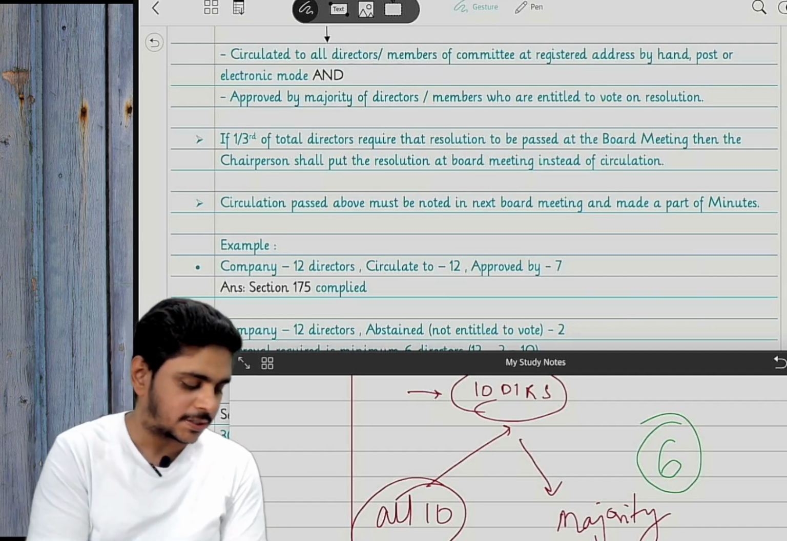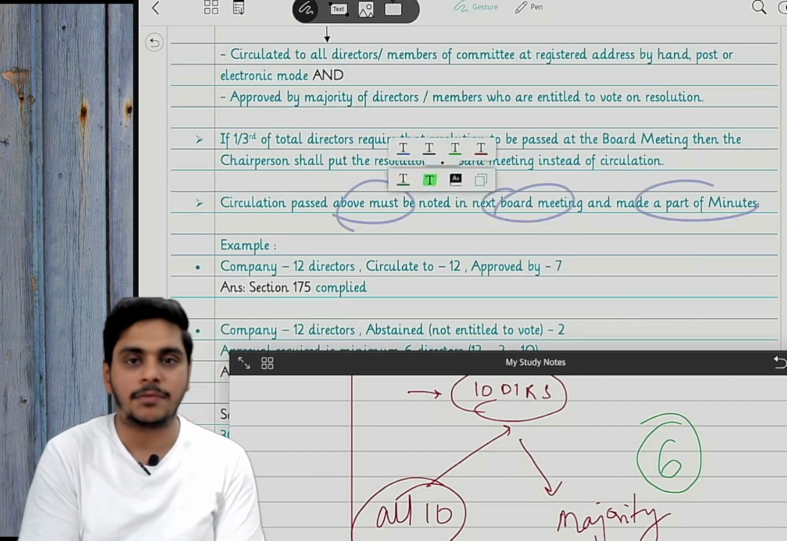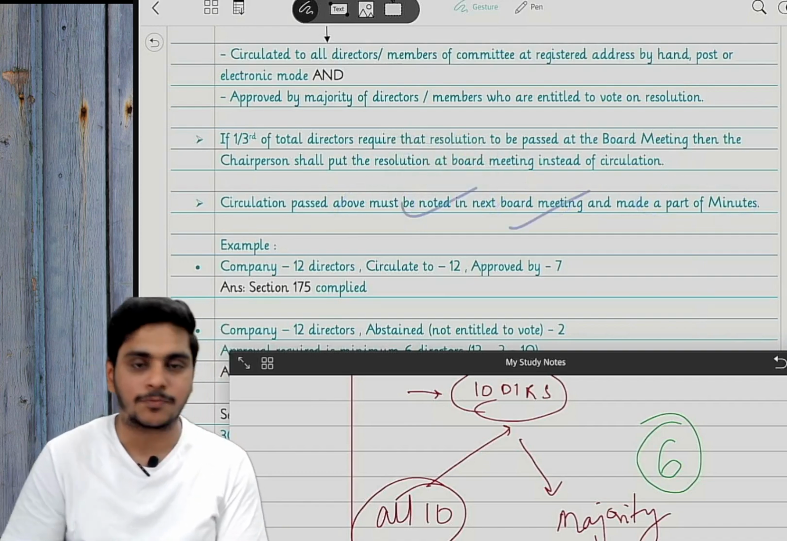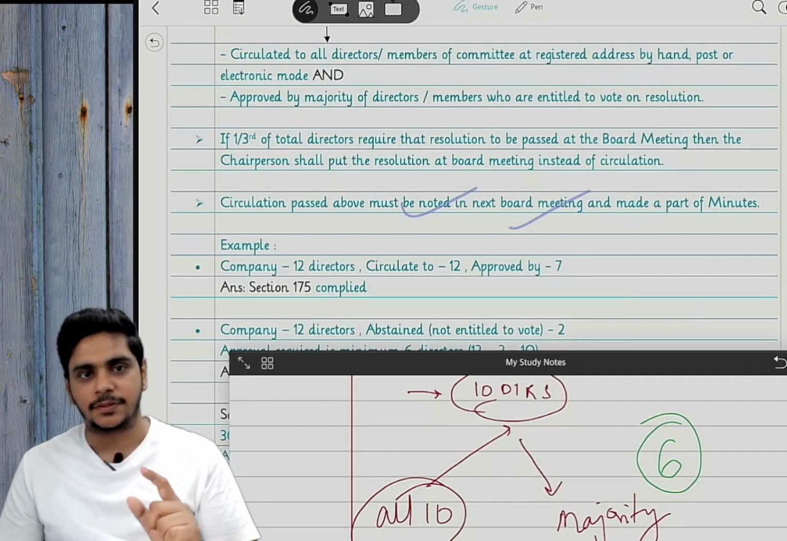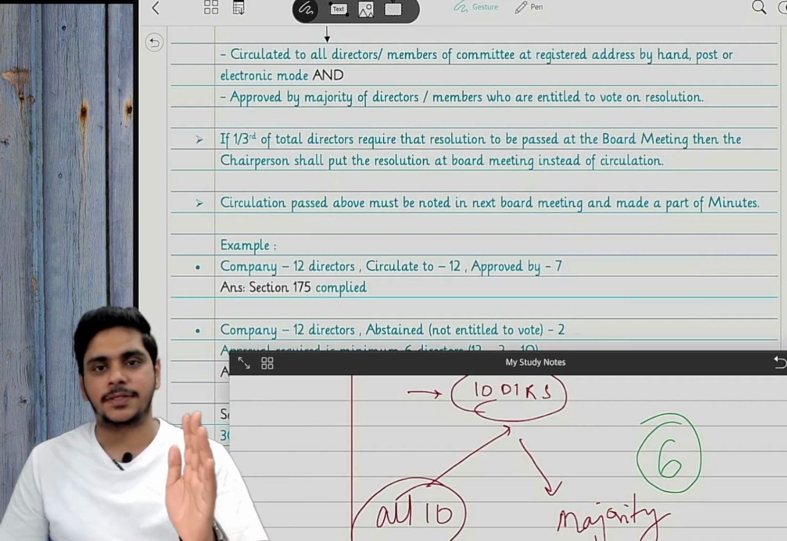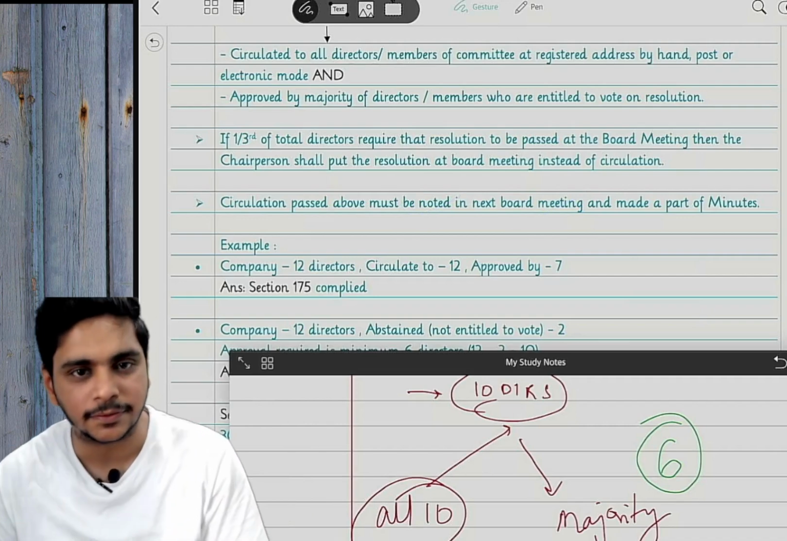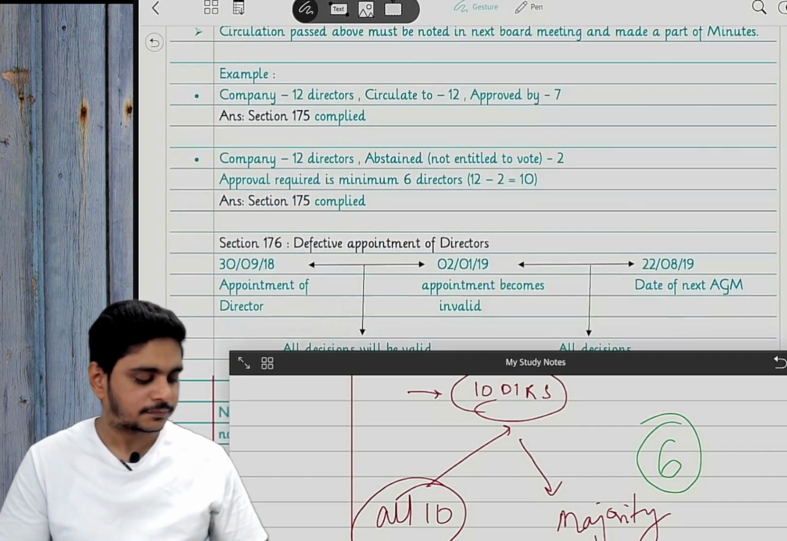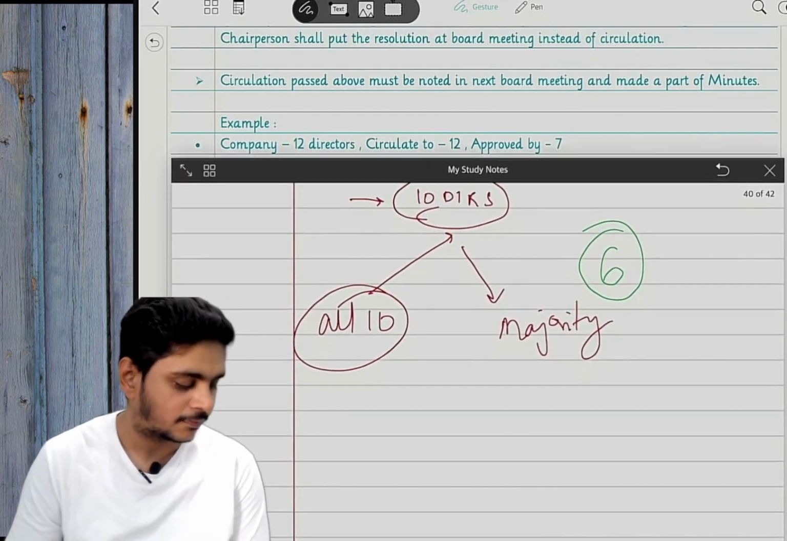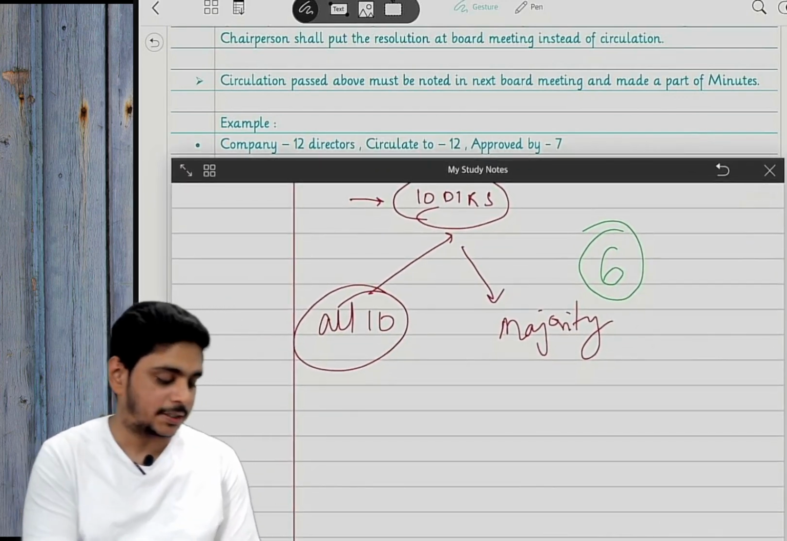The resolution passed as above must be noted in the next board meeting and shall be made part of minutes. So if it is sent to all and approved by majority, that means it is approved basically. It is approved and shall be made part of minutes. Now, these are the examples. See, company has 12 directors.